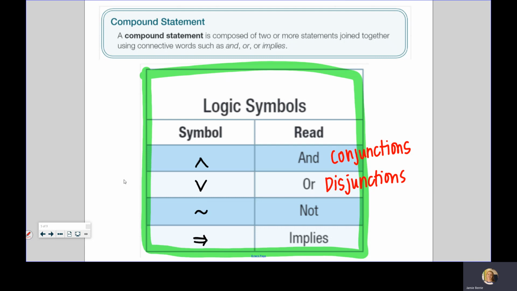We already know that statements with the word "not" are called negations. And then the implied statements have two names. We call it implication, which matches the rest of the words, but they also refer to this as a conditional statement. So we'll say implications, comma, conditional statement. And they're often written in the form if, then.